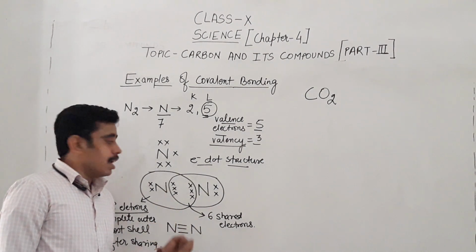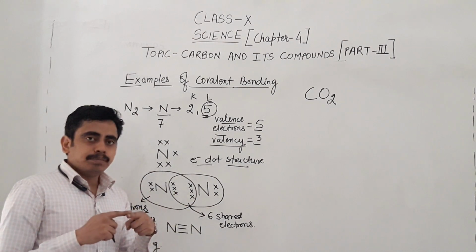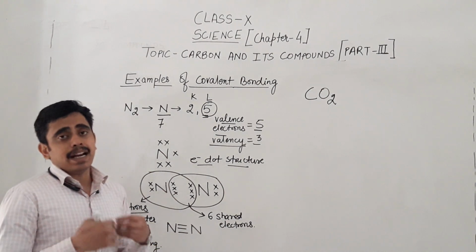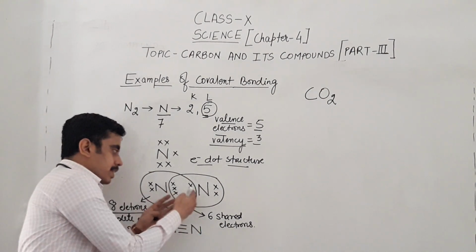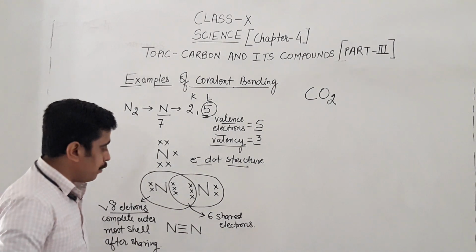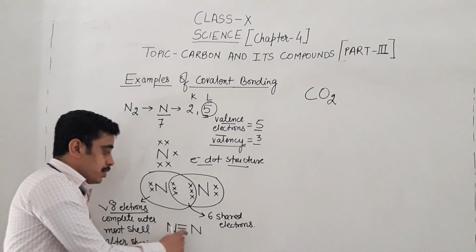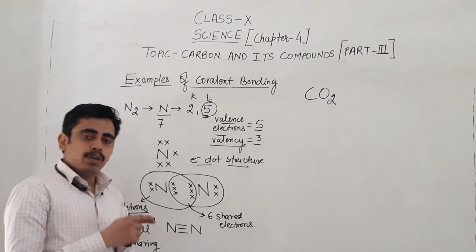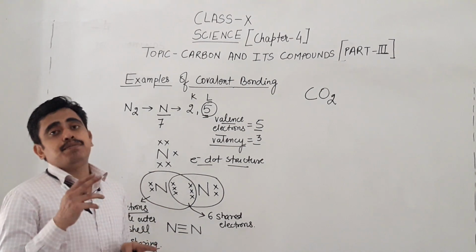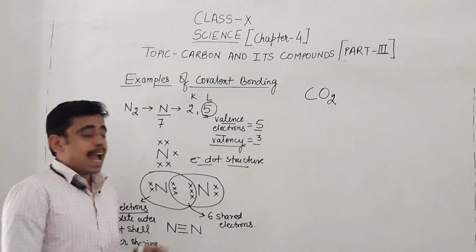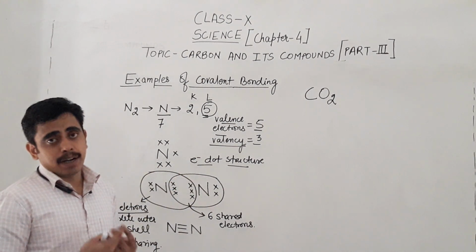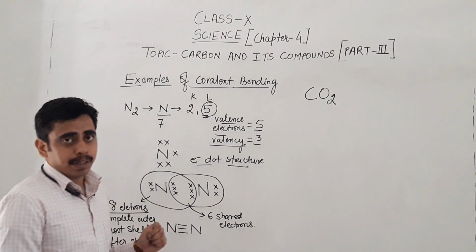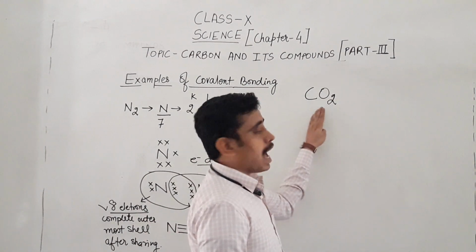2 electrons form a single bond. If 4 electrons are shared between the atoms, it forms 2 single bonds, that is, a double bond. Similarly, if 6 electrons are shared between the atoms, it will form a triple bond. So covalent bonds are of 3 types: a single bond when 2 electrons are shared, a double bond when 4 electrons are shared between the atoms, and if 6 electrons are shared between the atoms, it forms a triple bond. As you can see from this example, let's see one more example, carbon dioxide.